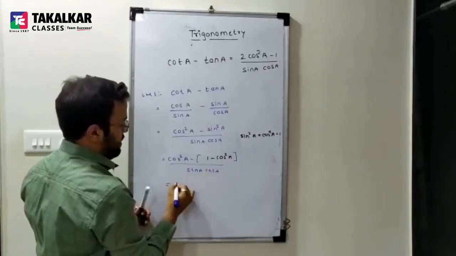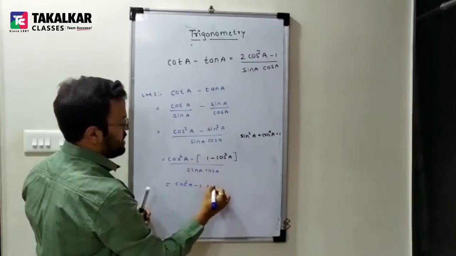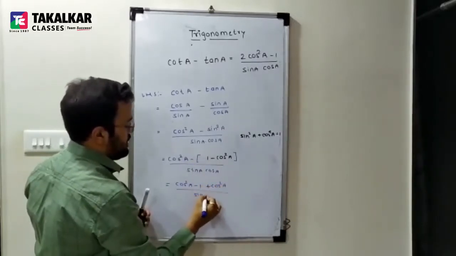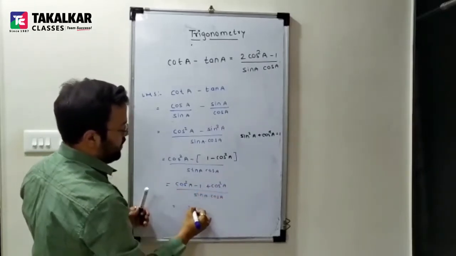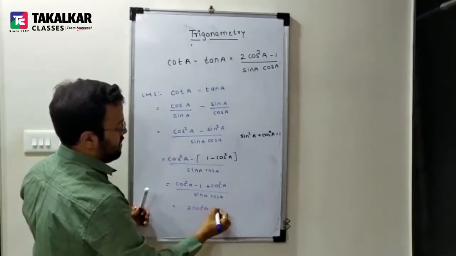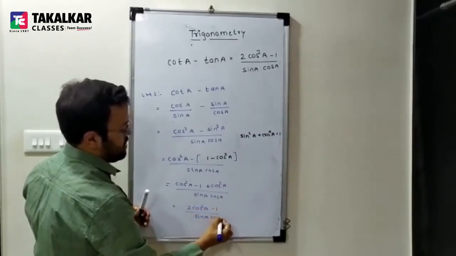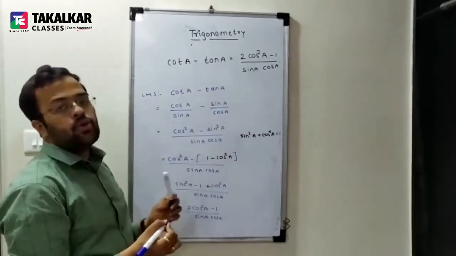Now open your bracket. So cos square A minus 1, minus minus becomes plus cos square A upon sin A cos A. So cos square plus cos square will give you 2 cos square A minus 1 as it is upon sin A cos A. This is your RHS. Getting this? Now try more and more practice for this.